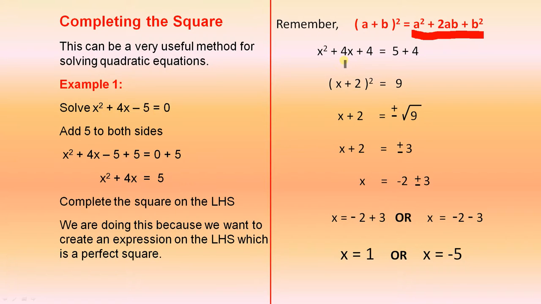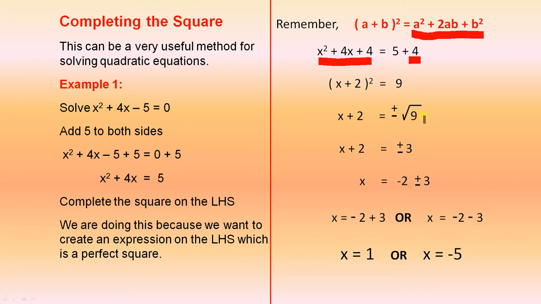So all we do, we find half of 4, which is 2, and we square 2. So 2 squared gives you 4. So there you are. We've completed the square. But remember, we have to add 4 to that side to keep the equation balanced. So the left-hand side is x plus 2 all squared. The right-hand side is 9.